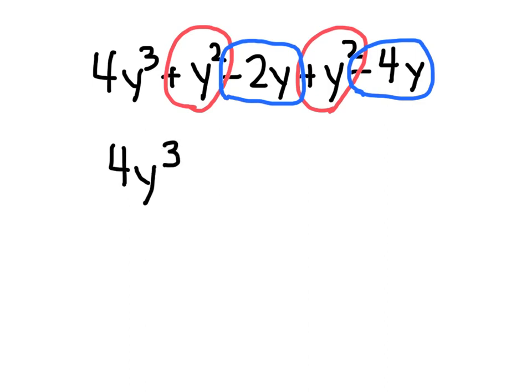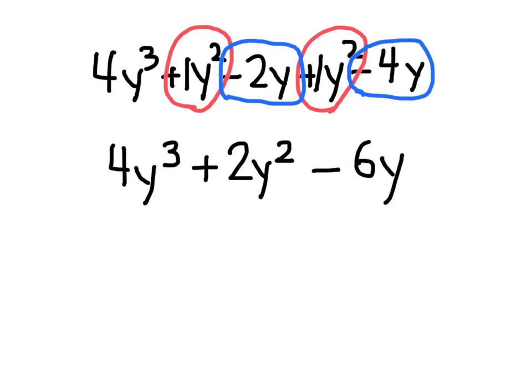Let's combine the y squared and the y squared. What would that equal? That's right, it would be 2y squared. Combine the coefficients. Invisible 1 here, invisible 1 there. 1 plus 1 is 2. So that's 2y squared. Okay, what about the y term? What do we get? What's negative 2y minus 4y? Good, it's negative 6y. Okay, and that's it. That's our simplified expression.